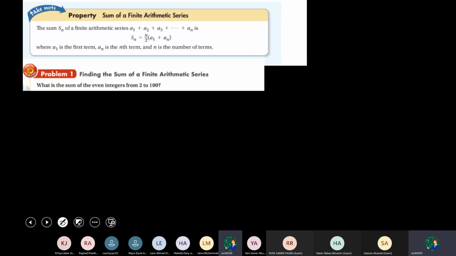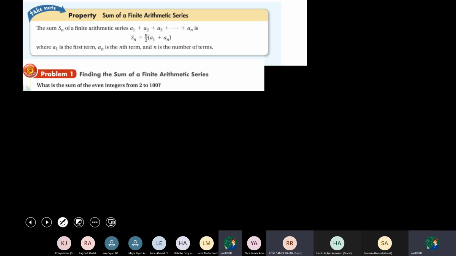Now look at problem number 1 here. I want you now, girls, to know that this type of problem is very important in the SAT. Will it really come in the SAT? Yes. They ask sometimes what is the summation of even numbers, of odd numbers, from 2 to 100, from 1 to 50, from 2 to 50. So you have to know this formula. Don't forget it. I remember last year I gave it to grade 11 and 12. This is very important in SAT 2.